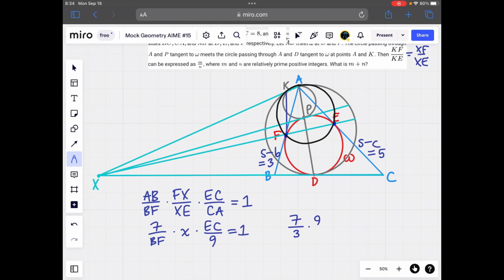So we have 7 over 3 times 5 over 9 times x equals 1. So x equals 3 times 9 over 7 times 5, and that's equal to 27 over 35. It can be expressed as m over n, where m and n are relatively prime positive integers. What is m plus n? 27 plus 35 is equal to 62. And we are done.